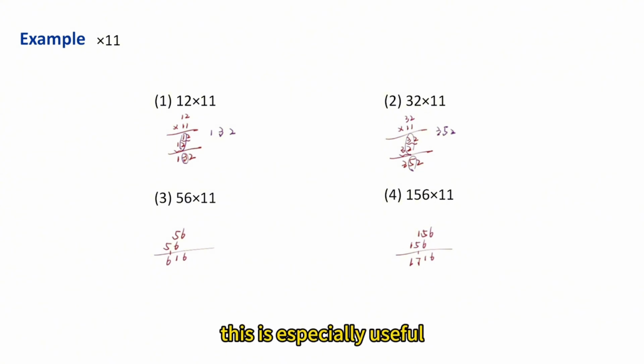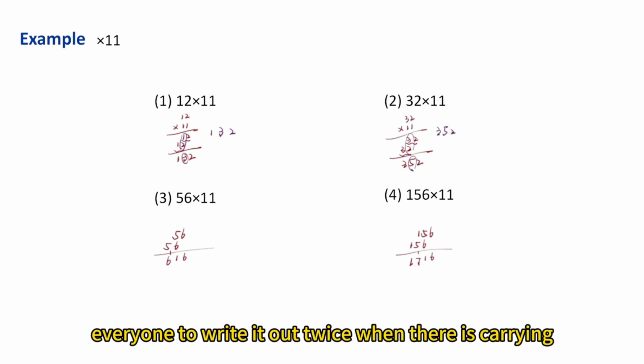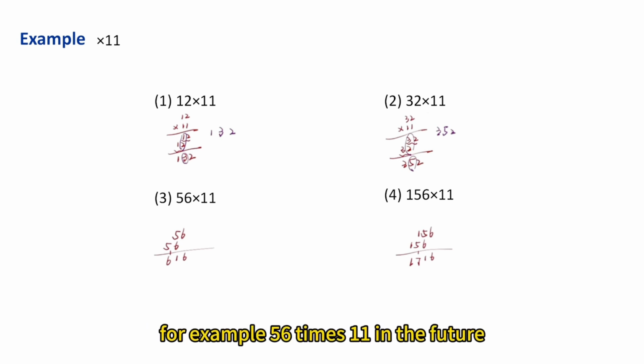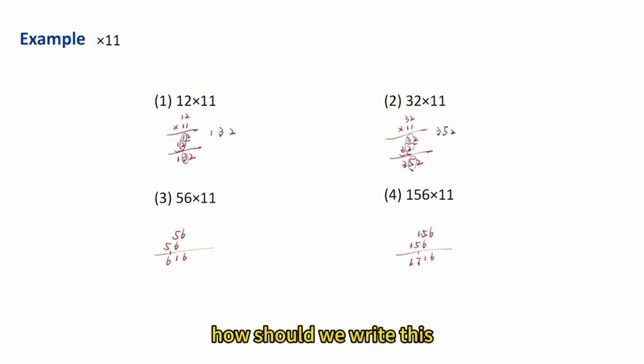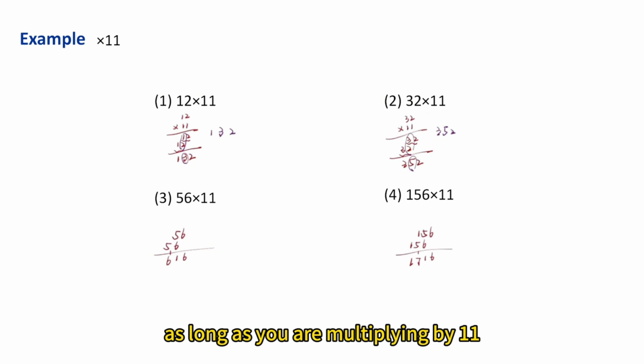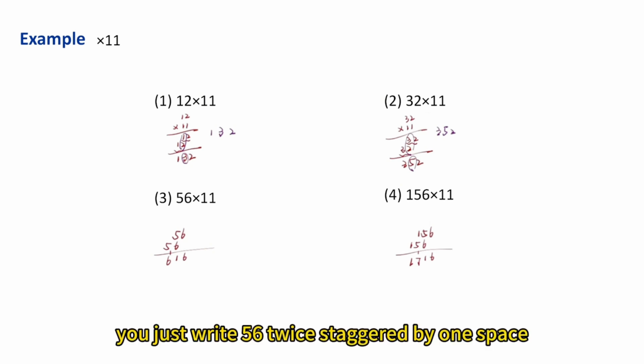This is especially useful when there is carrying involved. I require everyone to write it out twice when there is carrying, because it's very easy to make a mistake. For example, 56 times 11. In the future, how should we write this? You don't need to write out the words 56 times 11, as long as you are multiplying by 11. You just write 56 twice, staggered by one space.